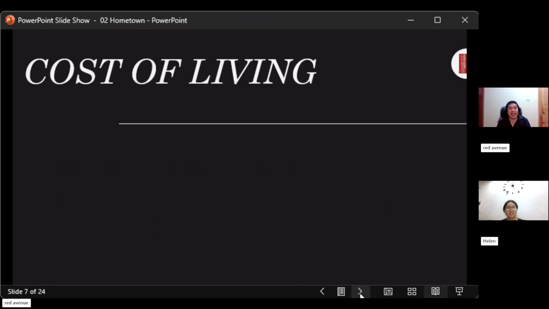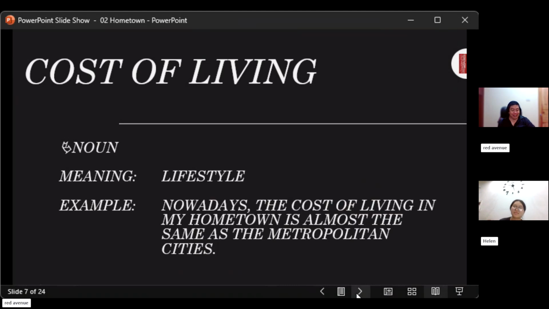Next one, the last one, is cost of living. What does it mean when we say cost of living? It's like the prices. Is your city expensive or not? It's not the same as Ho Chi Minh City or Hanoi. So how do we call it? It means that all the commodities in your area are cheaper. Okay, so that is actually some vocabulary.